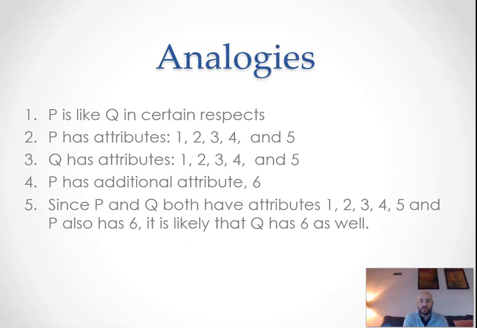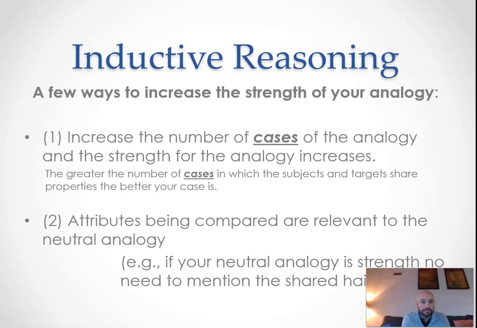So looking back at our form here, we have premise one, which doesn't need to be defended in an essay, by the way. Only the ones that do are 2 through 5. But premise one, P is like Q. P has attributes 1 through 5, and so does Q. P, in addition to having 1 through 5, has 6. Because P and Q share these attributes 1 through 5, and P has 6, it's likely that Q does too. So that's the general form.